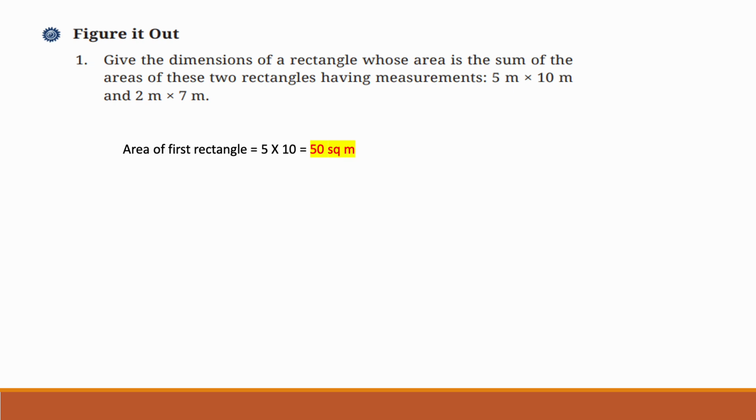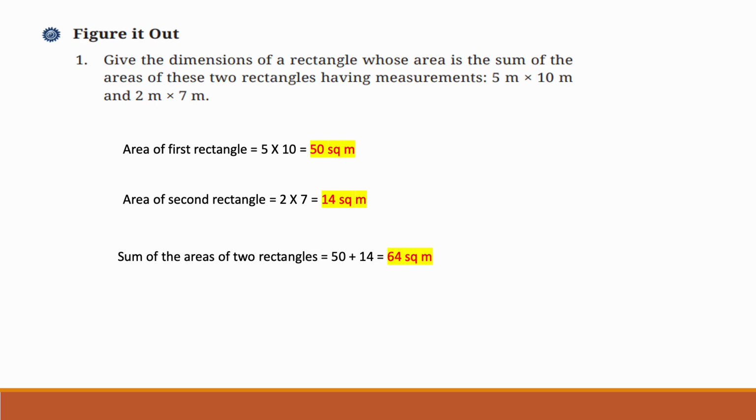So area of first rectangle is 5 into 10, 50 square meter. Area of second rectangle is 2 into 7, that is 14 square meter. Sum of the areas of two rectangles is 50 plus 14, that is 64 square meter. So dimensions of the rectangle can be 16 by 4 or 32 by 2 or 1 by 64. Okay.